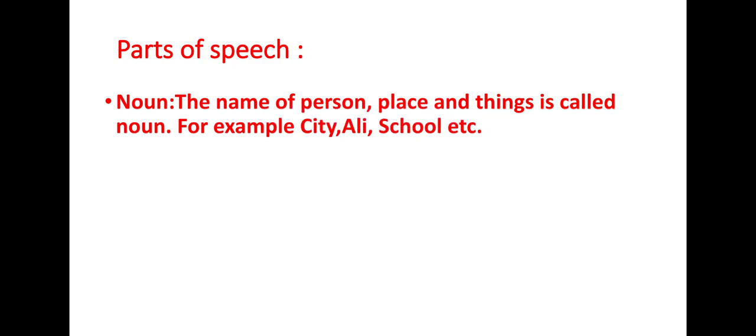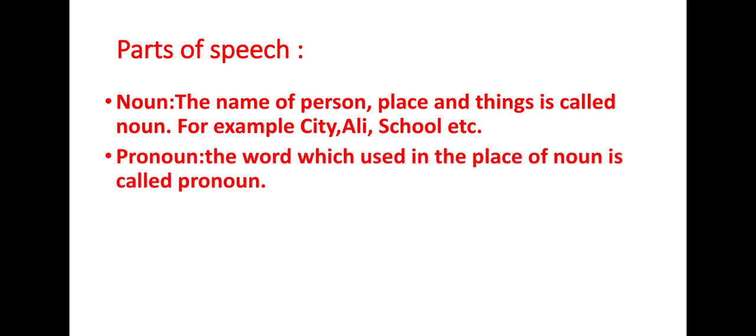Parts of speech. First, noun. The name of person, place and things is called noun. For example, city, Ali, school, etc. Next, pronoun. The word which is used in the place of noun is called pronoun.